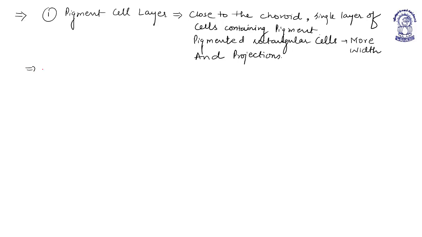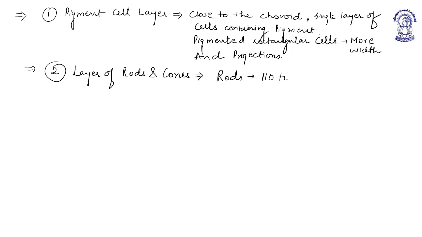Then the second is the layer of rod cells and cone cells. The rods are the processes of rod cells and the cones are the processes of the cone cells. The total number of rods in the human retina has been estimated to be 110 to 125 million.